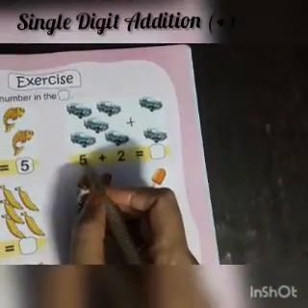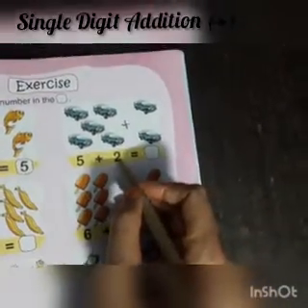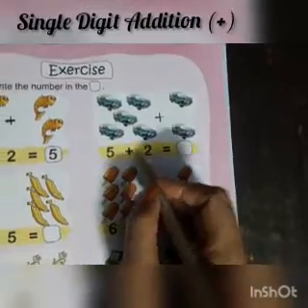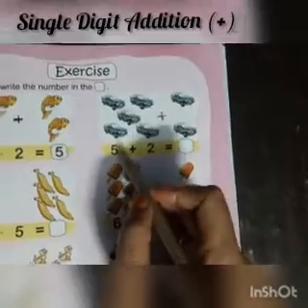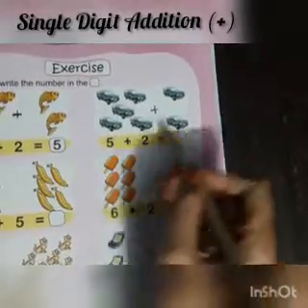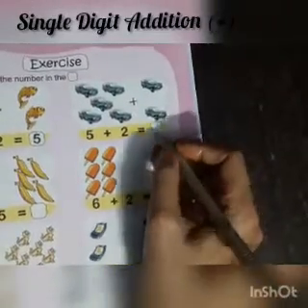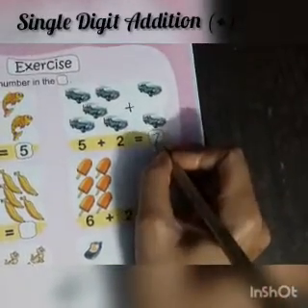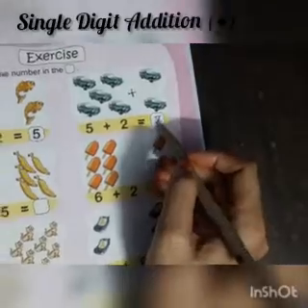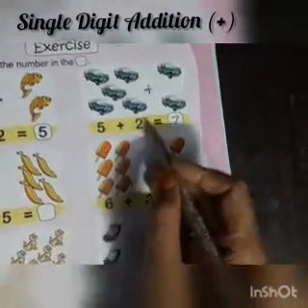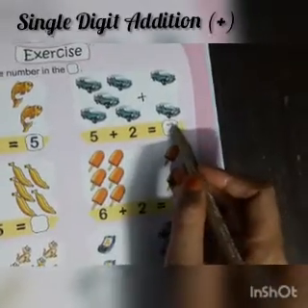So 5 number you will keep in your mind. It means the bigger number you will keep in your mind, and the smaller number, it means number 2, you will keep on your finger and you will count after 5. 5, 6, 7. So what will be the answer? Answer will be 7. It means 7 is the sum of 5 and 2. When we add 5 and 2, we get the answer 7 here.